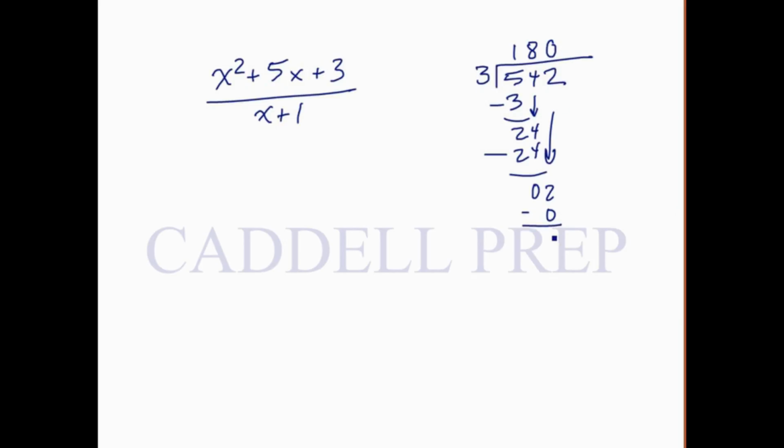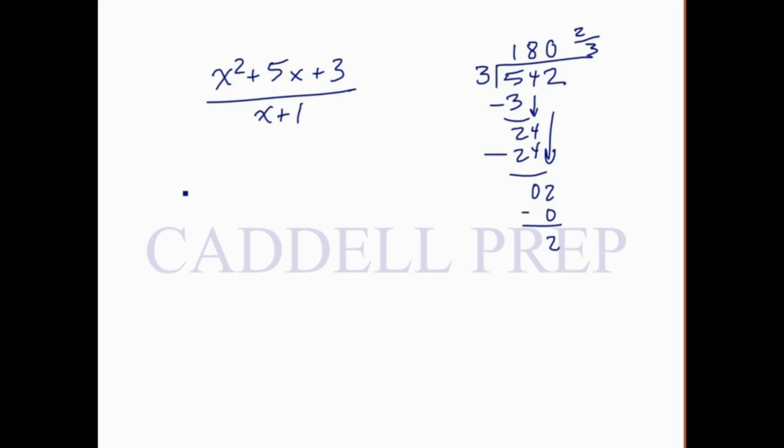So if we recap how to do long division, what we're going to do is see how many times this number goes into the first. So 3 goes into 5 once. 1 times 3 is 3. Subtract. Bring down the next number. Then see how many times this goes into 24. 3 goes into 24 8 times. 8 times 3 is 24. Bring down the next number. 3 goes into 2 0 times. 0 times 3 is 0. Subtract. And we have 2 left over. So we have remainder 2, which is really 2 over 3, whatever we divide by.